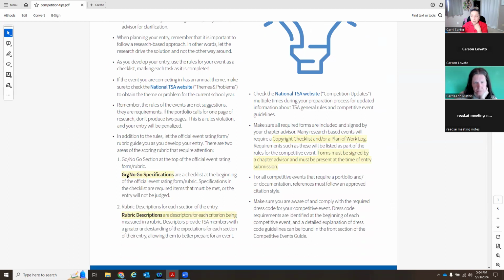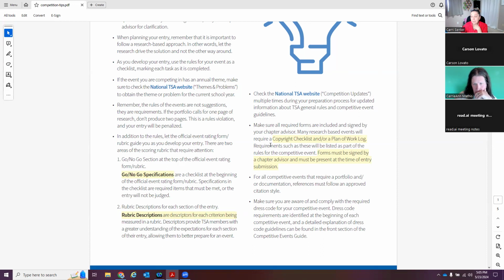In here, it talks about the go, no go specifications. That's inside your rubric. So this is basically a yes or no as far as whether or not the product will get judged by the judges. I want you to be aware that you need to go through that with a fine-tooth comb to make sure you have exactly what you need. Also, make sure that you know where to find the rubrics, because this is how you know why you get DQ'd or why your students didn't score as high as they wanted to. I'll show you that in just a second.